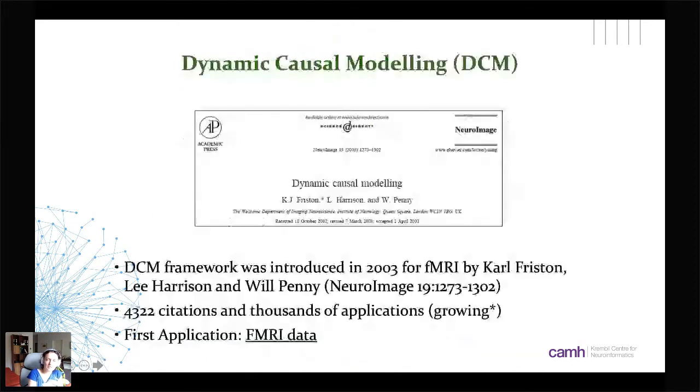Okay, dynamic causal modeling. Dynamic causal modeling was introduced in 2003 by Carl Friston, Lee Harrison, and Will Penny. And it was initially applied for functional magnetic resonance imaging, or fMRI data. And this paper alone has over 4,000 citations, but DCM itself has been used in thousands of applications. And it actually is growing in popularity thanks to some innovative extensions of the method.